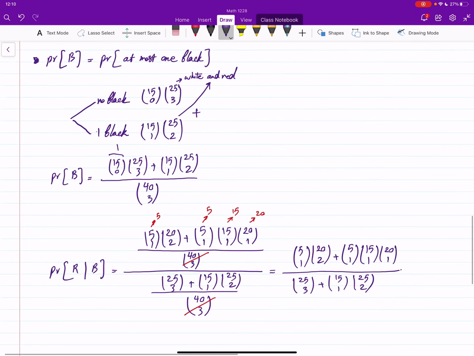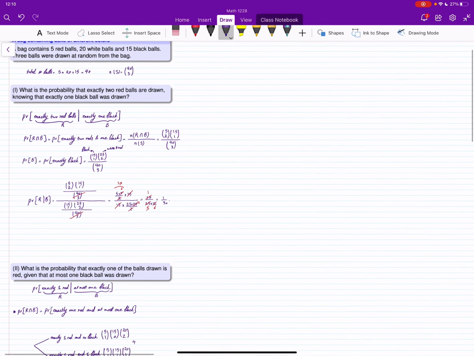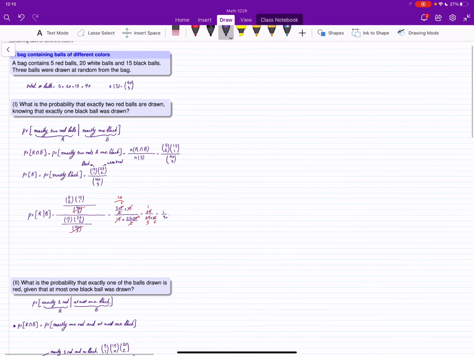Yeah, so that's how you bring in the equiprobable sample spaces and find the probabilities of each part of the formula for the conditional probability, and calculate the conditional probability in situations like this.